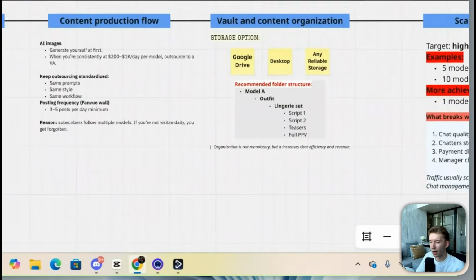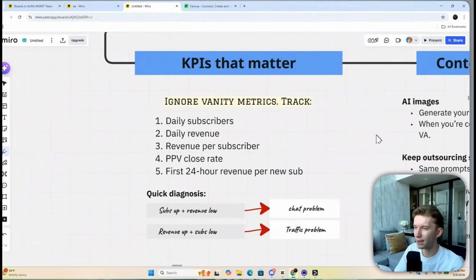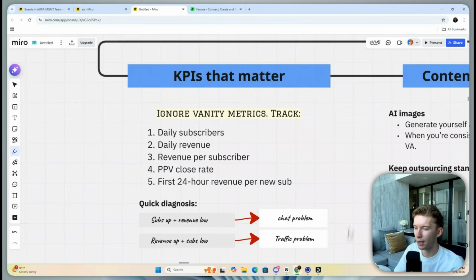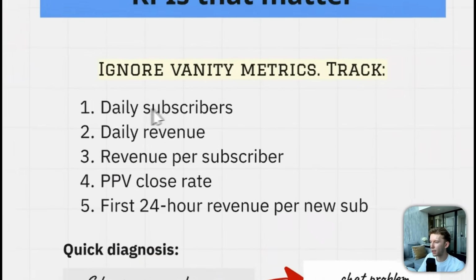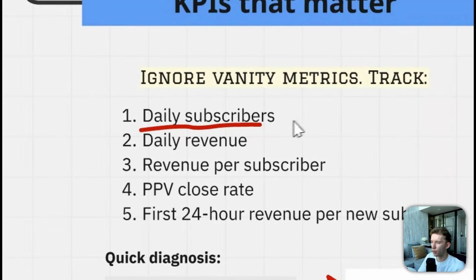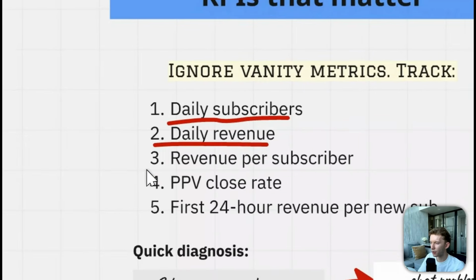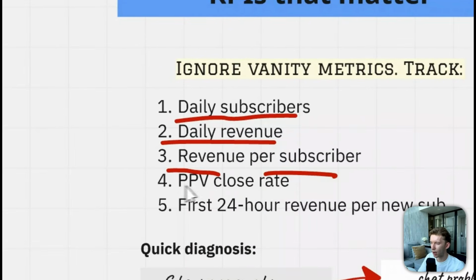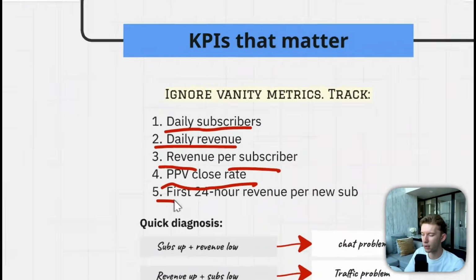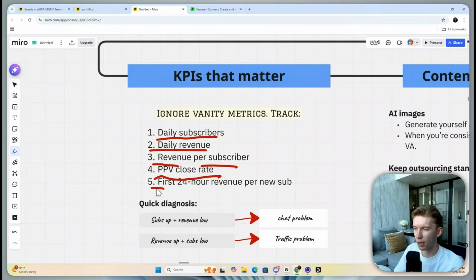So the KPIs, the actual metrics that matter within your business that you're starting. The first one is obviously going to be your daily subscribers that you're bringing into your model, your daily revenue, your revenue per subscriber that you're bringing in, and your chatters' pay-per-view close rate. A pay-per-view is, as it says in the name, a pay-per-view. It's the locked content in the messages.